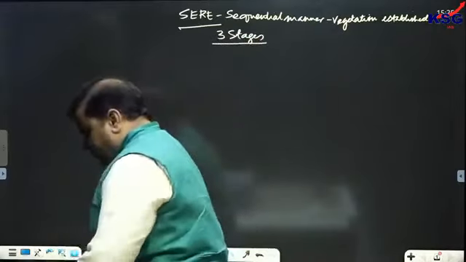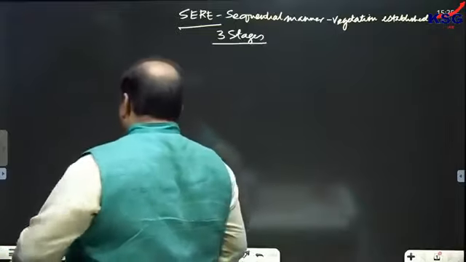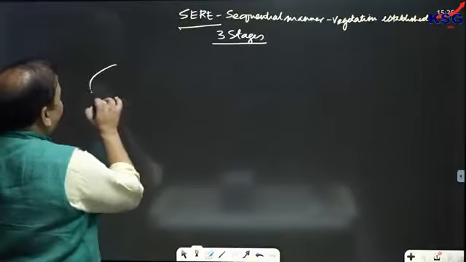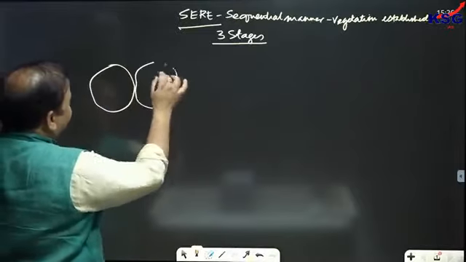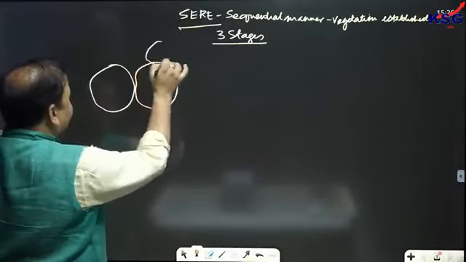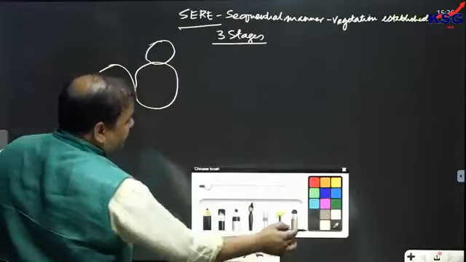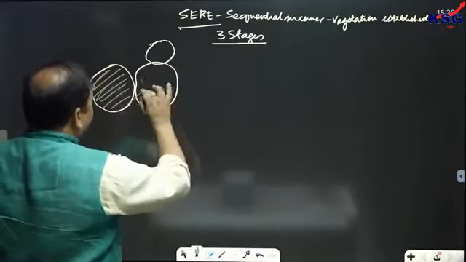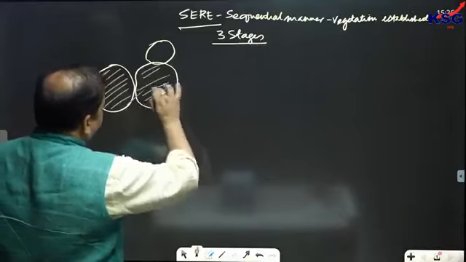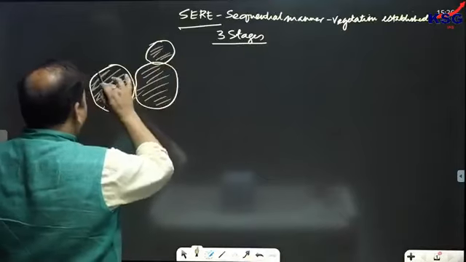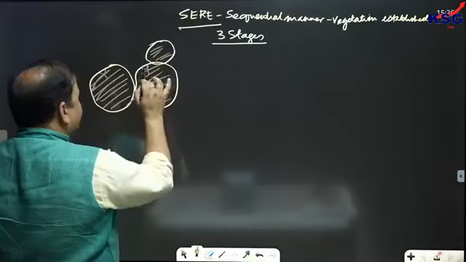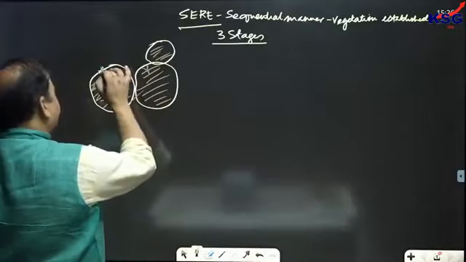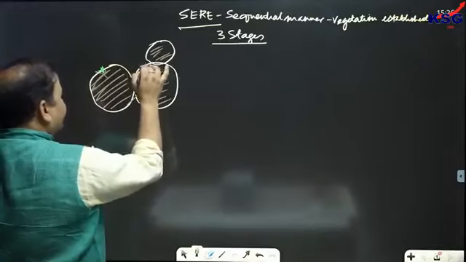Now the first stage is what? The first stage is what is called the phase of pioneer plants. Suppose in this area, large boulders are present. No vegetation is present, large boulders and rocks are present. So in the fissures of these rocks, small vegetation would be thriving.